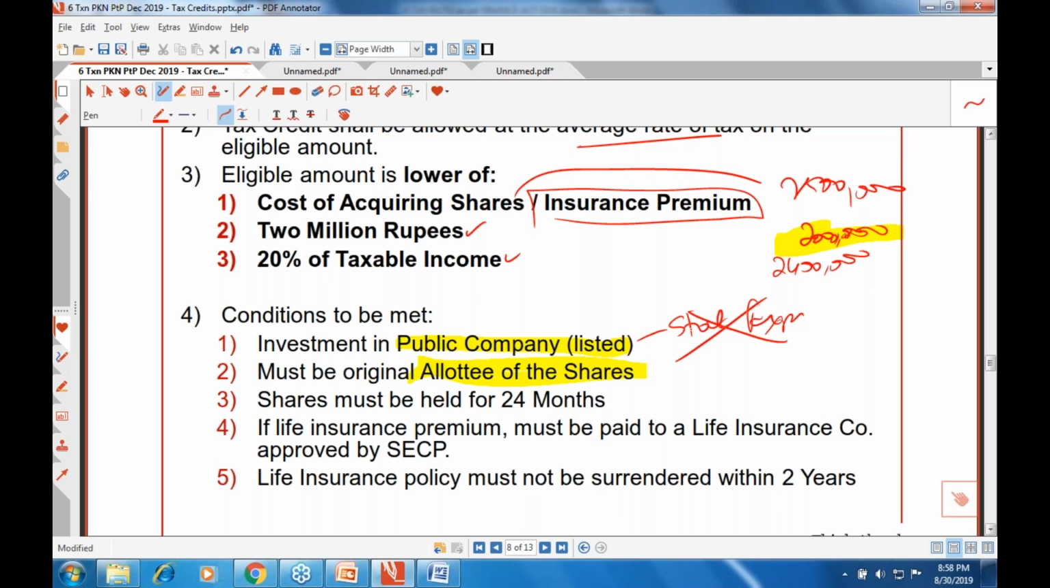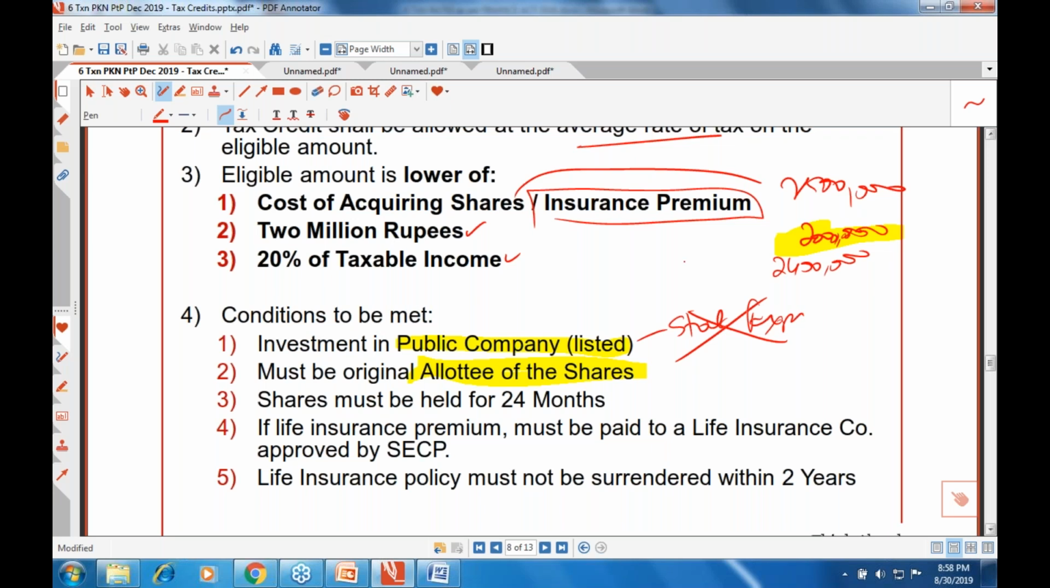At times what happens is the privatization commission privatizes various companies. So if the privatization commission privatizes a company, and you buy the shares from the privatization commission, that is also going to be considered as having invested as an original allotee. So you are also allowed to claim tax credit on that investment.